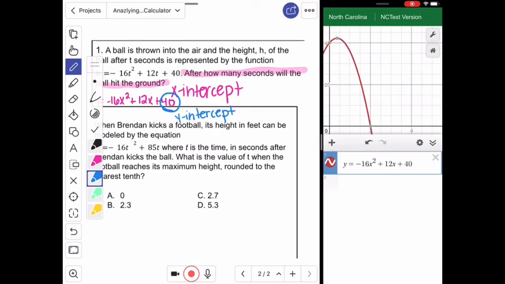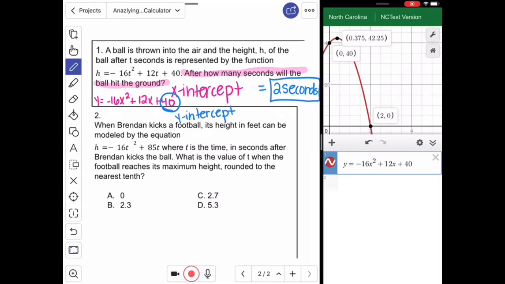So a few things. We have our y-intercept. Our y-intercept is at 40. It reaches a maximum of 42.4 feet, and it did that in 0.375 seconds. That's our maximum point, because remember, x is seconds and y is height. And then it comes back down after 2 seconds. So it took 2 seconds for it to be thrown in the air and come back down. So that x-intercept that we're looking for took 2 seconds. That is how long it took before it hit the ground. Okay? So adjusting the graph can be super important when you're trying to look at your key features.